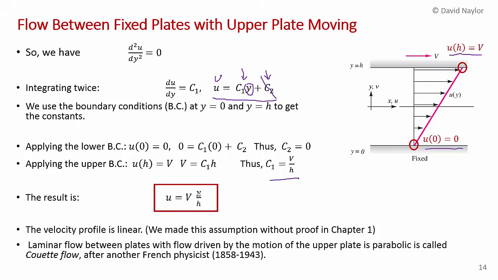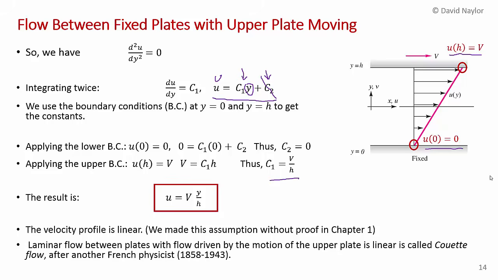upper plate velocity, and then it varies linearly proportional to the distance from the plate, so y upon h. So if you put y equals 0, you recover the no-slip condition. If you put y equals h, you recover the velocity. And it's just a linear velocity profile. You may recall that in Chapter 1 we made this assumption when we were doing viscous stress calculations on plates. And we made that assumption without proof. So now you've seen the proof.